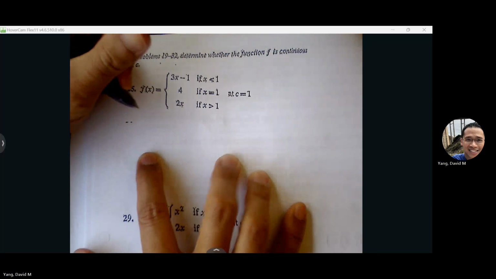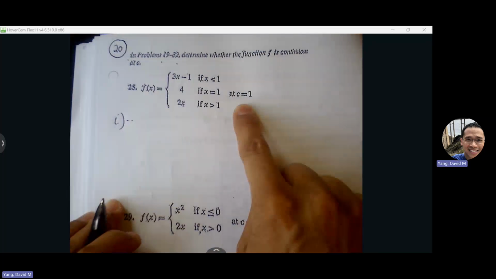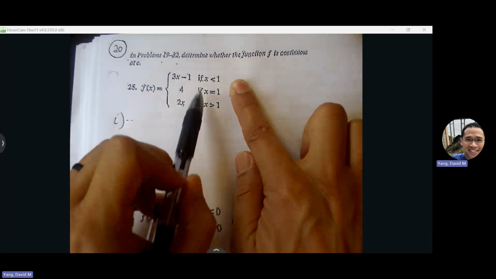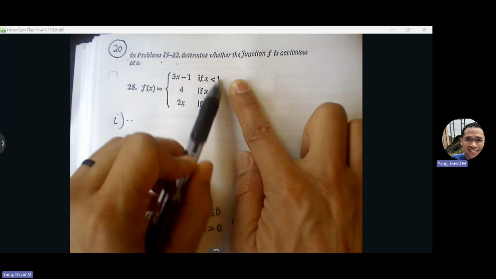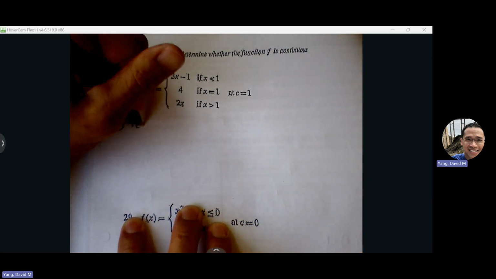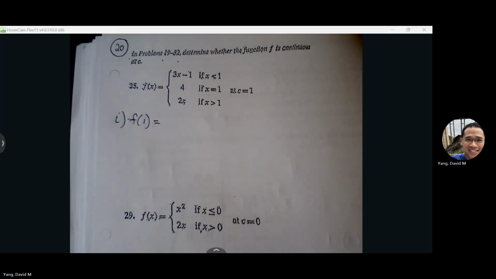So what's our C value? 1. Even if they don't say c equals 1, this should be enough for you to know on the test or quiz. This is pretty obvious that the C value is going to be right at 1. Okay. So f of 1 is equal to 4.